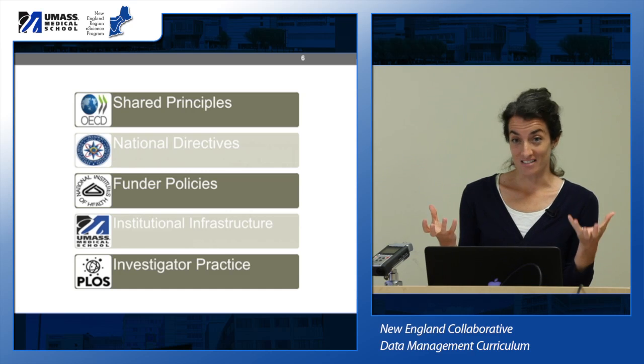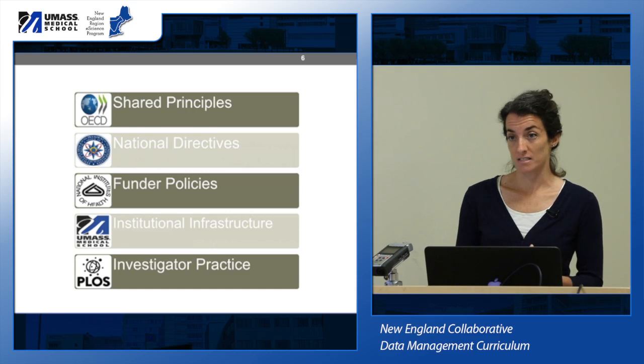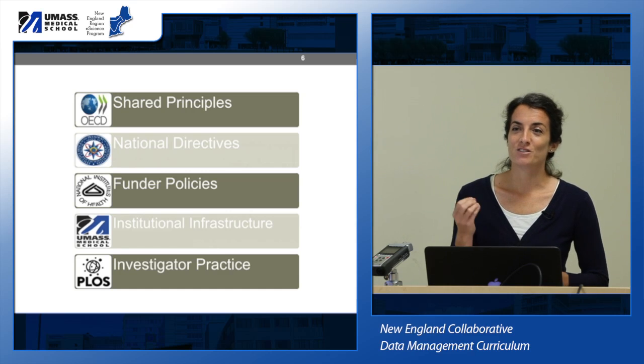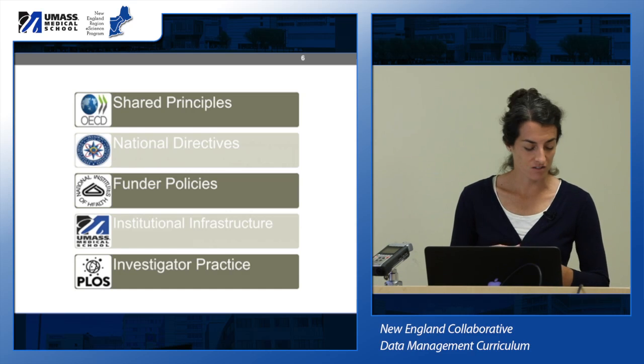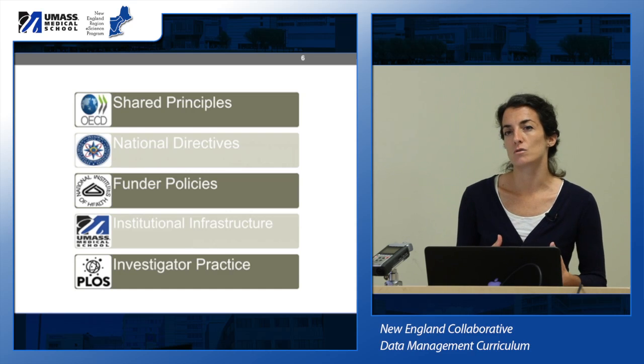Now, those agencies themselves give grants to research institutions like Harvard or MIT or the University of Massachusetts Medical School. And those institutions have investigators that are conducting research and communicating their science through scholarly communication channels and data publication.